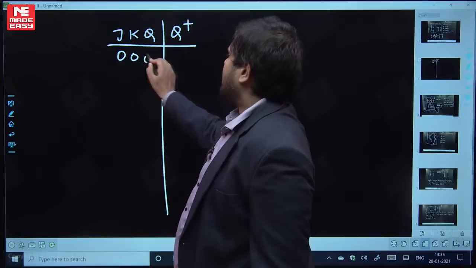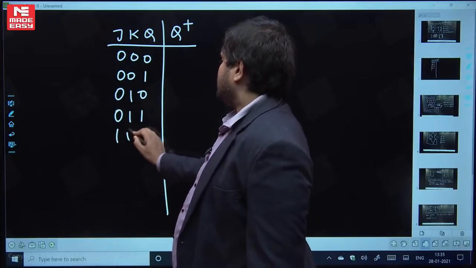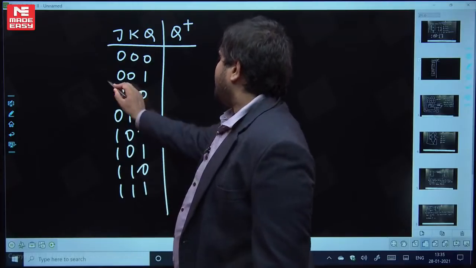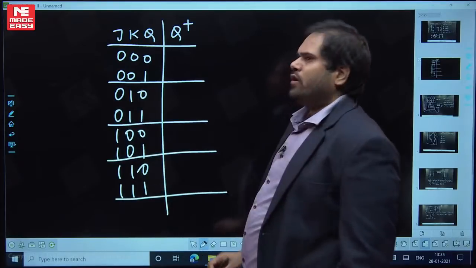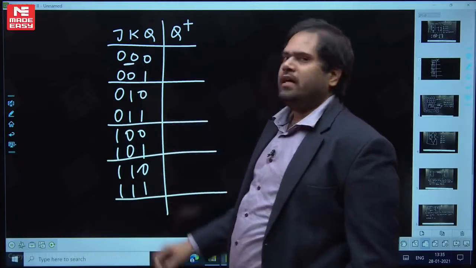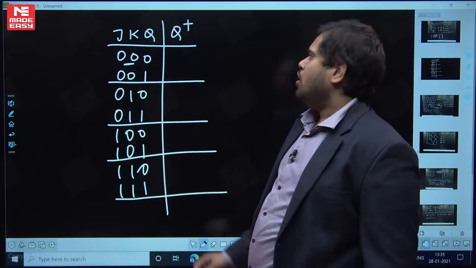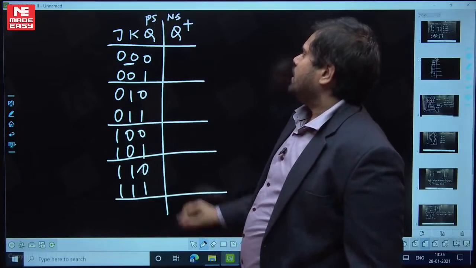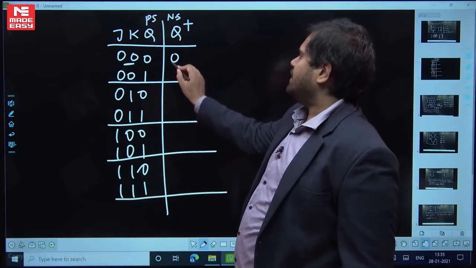Let's write it. 001, 010, 011, 100, 101, 110, 111. We all know the JK flip-flop working. J0 K0 is the hold condition. Hold means whatever is the present state, the same will be the next state. Q means present state, Q plus means next state. Whatever is present will be the next, so you will have the same state.